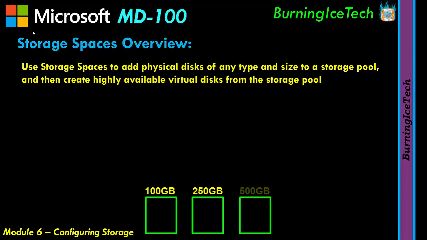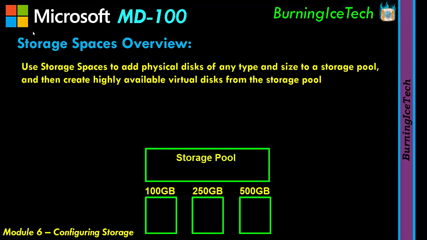And the one on the right is 500 gigs. Totally random sizes. Now we are going to take, you normally need 2 or more hard drives to actually pull this off. We're going to take these 3 or more hard drives and we're going to combine them together into something called a storage pool.